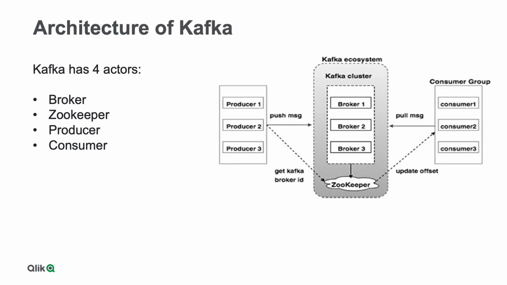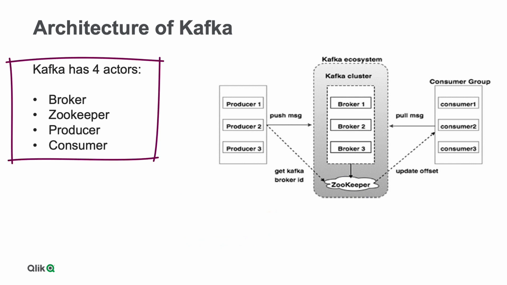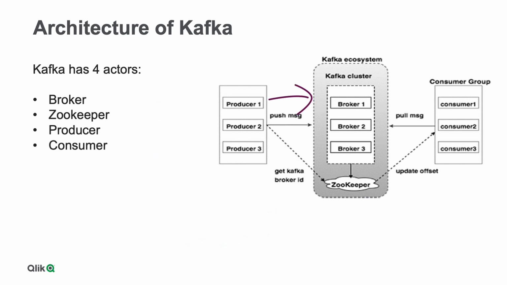Yeah, when we create a Replicate task with any source and Kafka as a target, Replicate will convert all the source records as messages. So walk me through this diagram here. What are all those terms? Kafka architecture has 4 components. Those are broker, zookeeper, producer, and consumer. Producer will send messages to the broker. The consumer will read those messages from Kafka brokers.